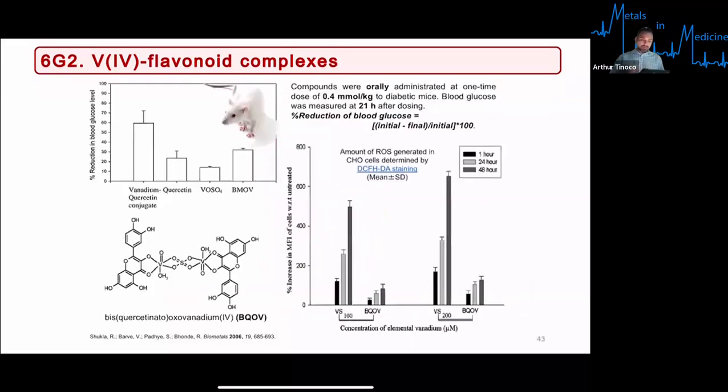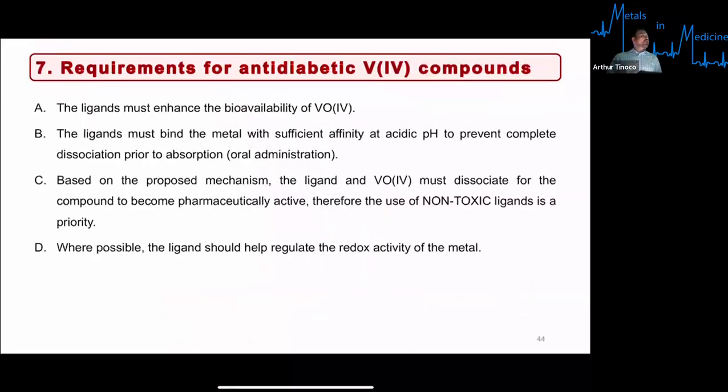Okay. All right, so to summarize all this information, and this is more related to vanadium-4 than it is to vanadium-5, just to make that disclaimer here. So what are the requirements for an anti-diabetic vanadium-4 compound, at least what's proposed? So the ligands must enhance the bioavailability of vanadium-4. That's going to be very important, especially when we're talking about this vanadyl unit. The ligands must bind the metal with sufficient affinity at acidic pH, if you're thinking about an oral delivery, to prevent complete dissociation prior to absorption.